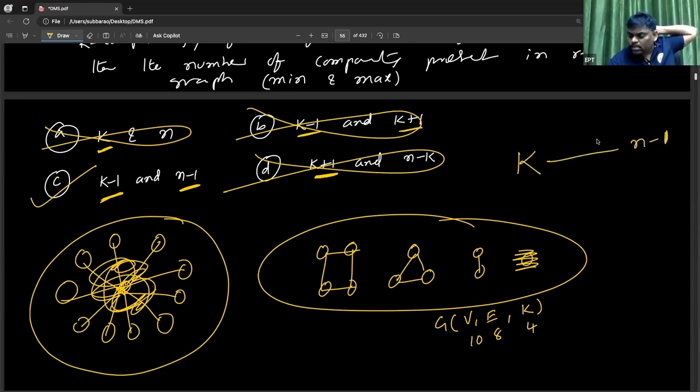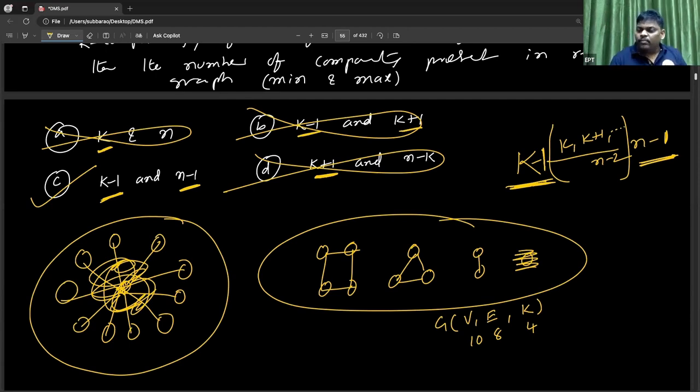K minus 1 to n minus 1 means in between k is also possible, k plus 1 also possible, k plus 2 also possible, and so on, up to n minus 2. This is the minimum. This is the maximum. You cannot show me less than k minus 1. You cannot show me more than n minus 1. Are you getting it? My answer is wrong if you can show less than k minus 1. My answer is wrong if you can show more than n minus 1. In between also possible.